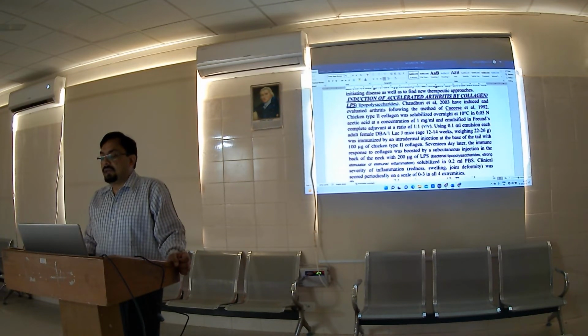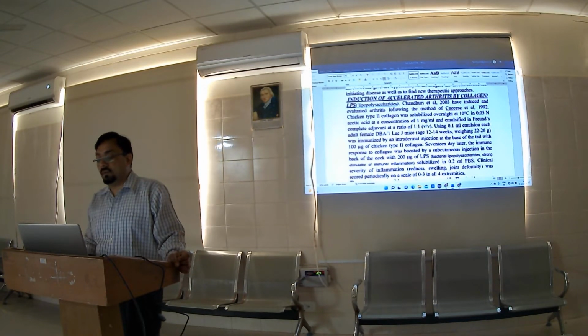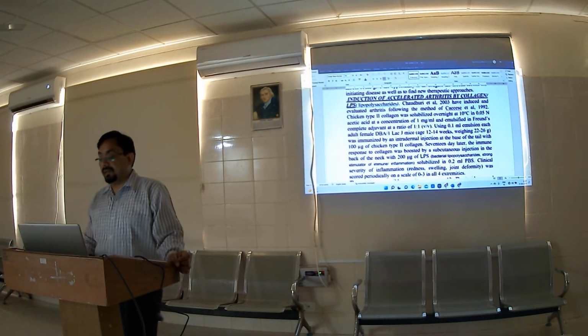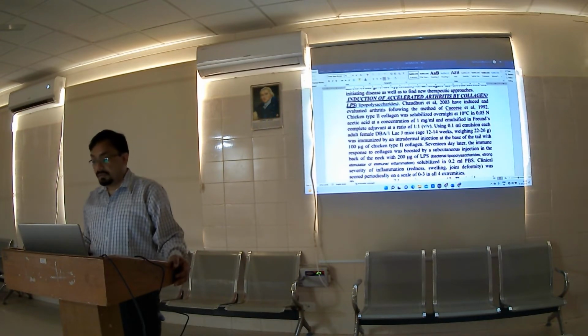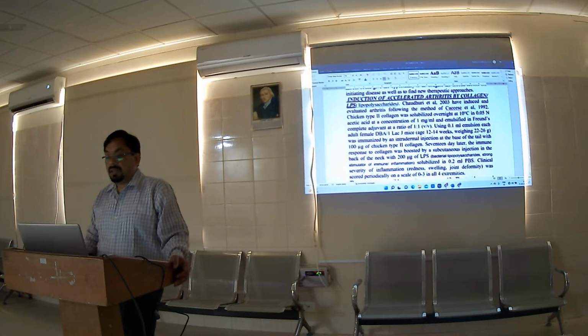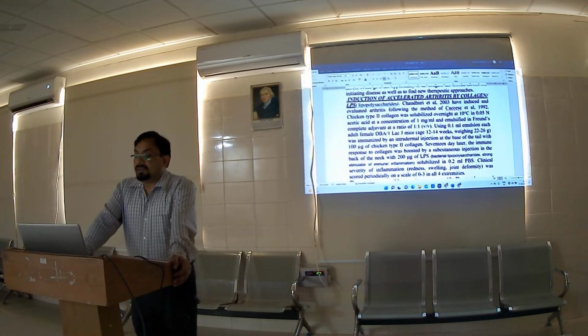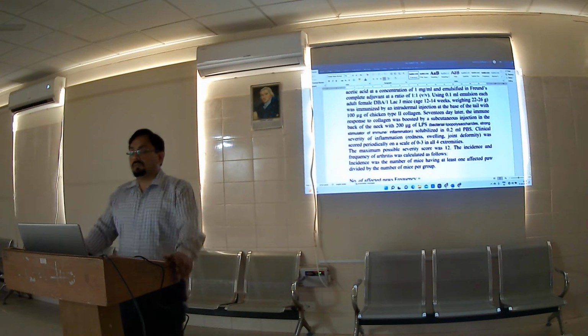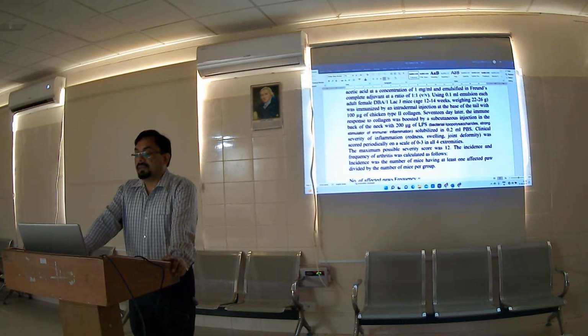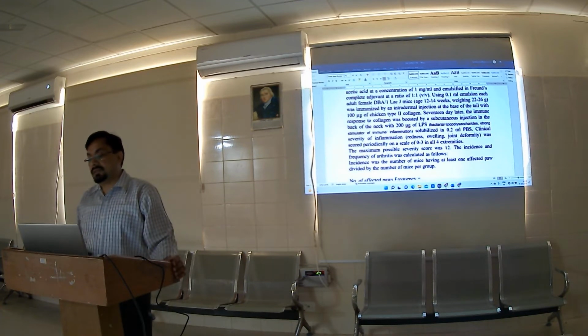Seventeen days later, the immune response to collagen was boosted by a subcutaneous injection in the back of the neck with 200 microgram of LPS, that is bacterial lipopolysaccharide, a strong stimulator of immune response or inflammation, solubilized in 0.2 ml PBS, phosphate buffer system. Clinical severity of inflammation, that is redness, swelling, and joint deformities, was scored periodically on a scale of 0 to 3 in all 4 extremities. The maximum possible severity score was 12.